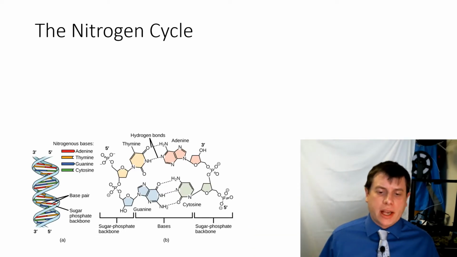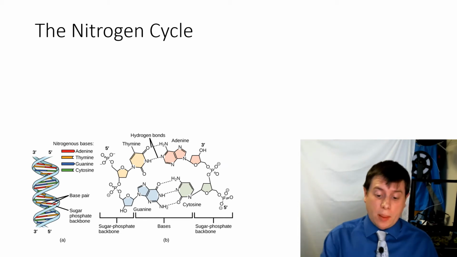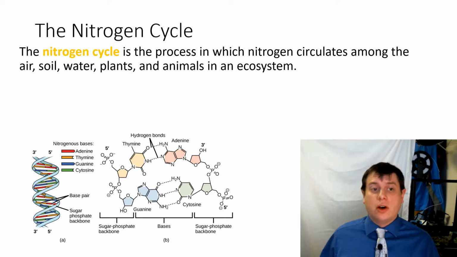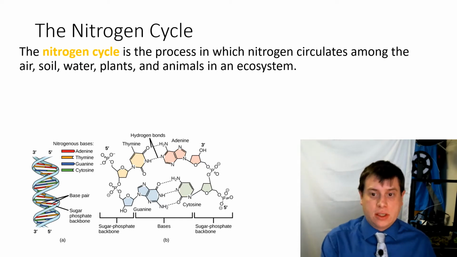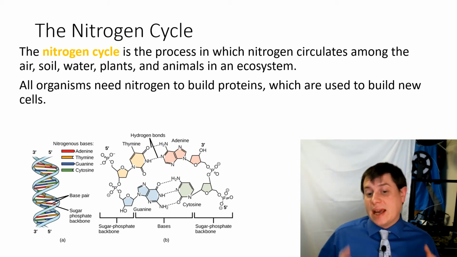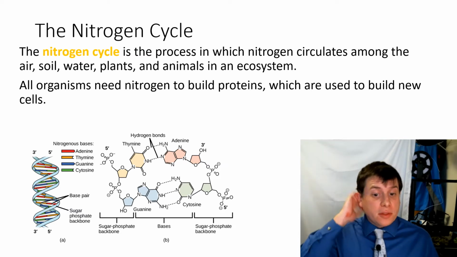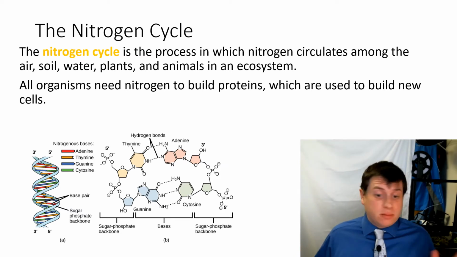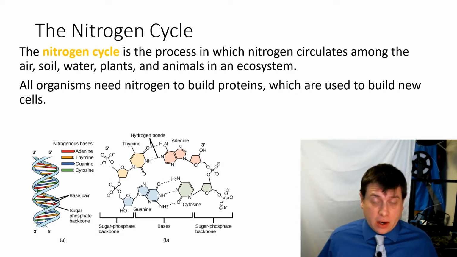So the nitrogen cycle. Nitrogen makes up about 78% of our atmosphere, if you remember that. The nitrogen cycle, though, is the process in which nitrogen circulates among the air, soil, water, plants, animals, and ecosystem. All organisms need nitrogen to build proteins and DNA, which is what is used to make new cells. So without the nitrogen cycle, we're not going to continue to exist, all right? If you do not have nitrogen, basically life doesn't happen, all right?